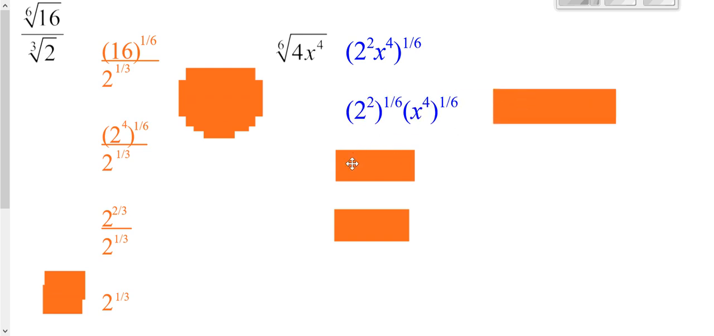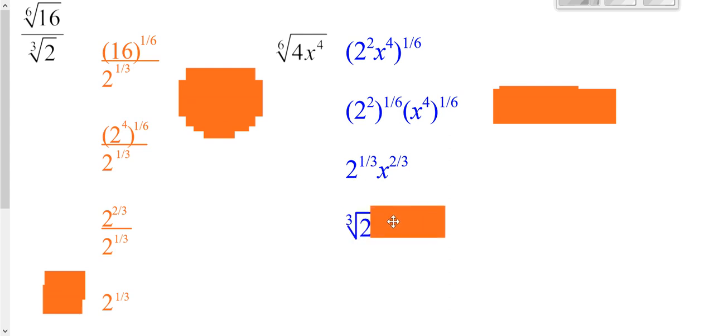Exponent times exponent, we multiply those in. We get a 1/3 here. We get a 2/3 power on our x because you get 4 over 6, which reduces down to 2/3. Now you should realize that your denominators are 3, so that means it's going to be a cube root, and then it would be a 2 to the 1st and an x squared still inside of your root.